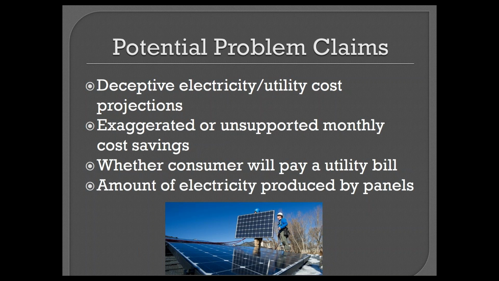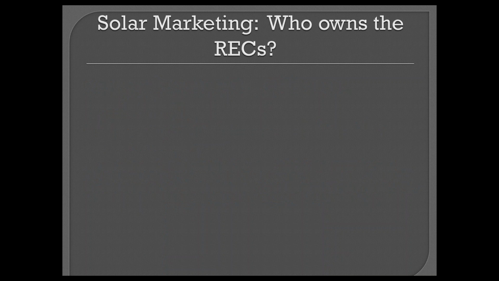There can also be confusion about whether the consumer will still be paying a utility bill or not. Everyone will still be connected with the utility in almost all cases here, and there may be credits that they'll get from the panels when they're not using electricity. But sometimes some of the claims can be confusing about whether the consumer will be paying a bill or not. Also, there are claims about the amount of power that will be produced by the panel, so that's a potential issue too. Next slide, slide 13.